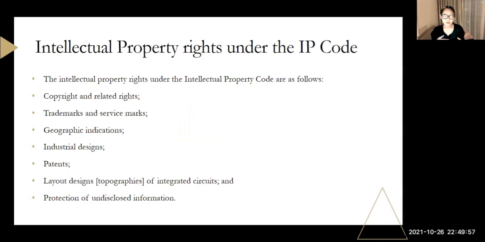Sunod naman yung intellectual property rights under the IP Code or Intellectual Property Code. So first is the intellectual property rights under the Intellectual Property Code are as follows: copyright and related rights, trademarks and service marks, geographic indications, industrial designs, patents, layout designs, or topographies of integrated circuits, and protection of undisclosed information.